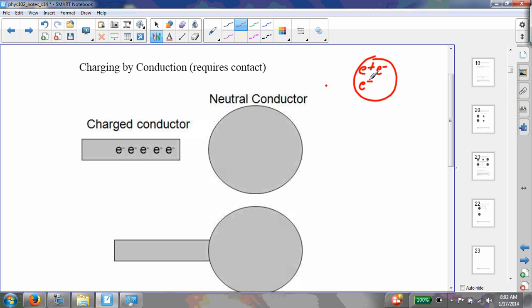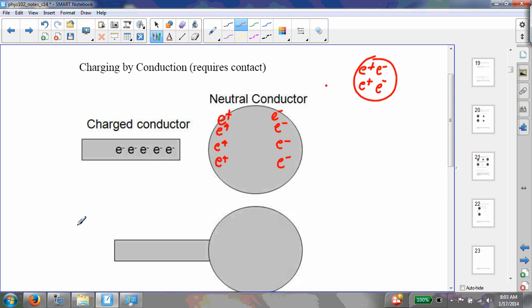before, my neutral conductor is going to have equal numbers of positive and negative charges, situated randomly on the object. But when I bring a charged conductor up next to the neutral conductor, we get a charge distribution that looks like this. I'll have positive charges over here and negative charges over here. Keep in mind that the positive charges don't actually move. Really, what's happening is that the negative charges come close to this neutral conductor, and all the negative electrons are pushed over to this side, leaving a positive excess on this side.